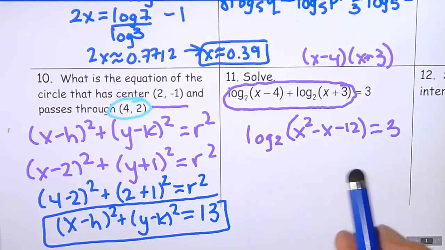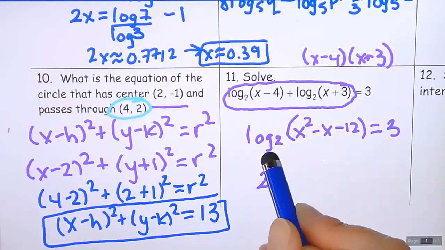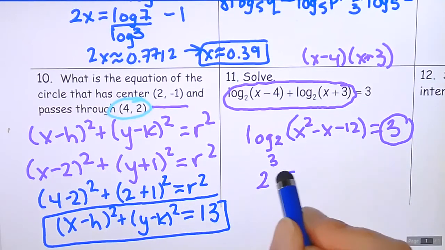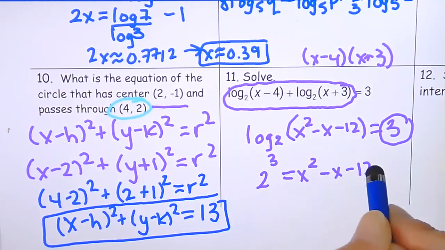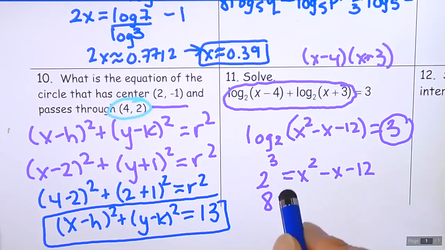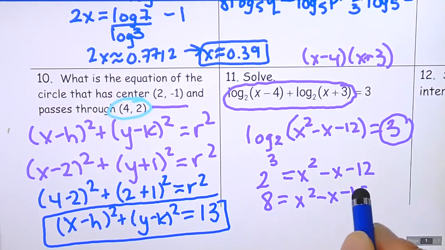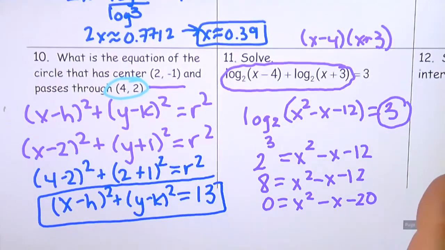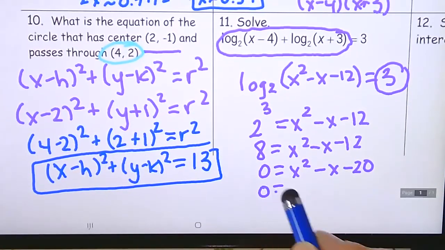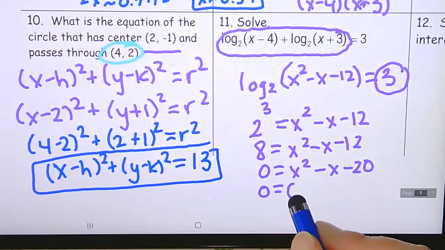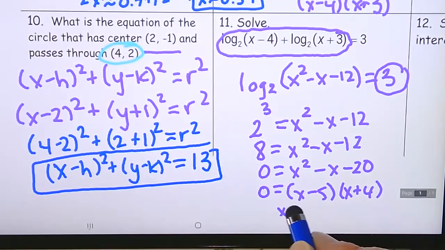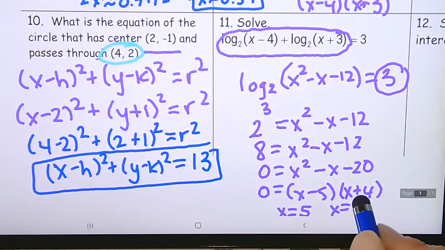Now I'm going to rewrite in exponential form. So my base is 2. The power is always what my log equals, which is 3, is equal to x squared minus x minus 12. So this is an 8. I'm going to minus 8. So I get x squared minus x minus 20. And hopefully this is factorable, and it is. So I want it to multiply to -20 and add to -1. That's going to be a -5 and a +4. So I'm going to get x is equal to 5 and x is equal to -4.